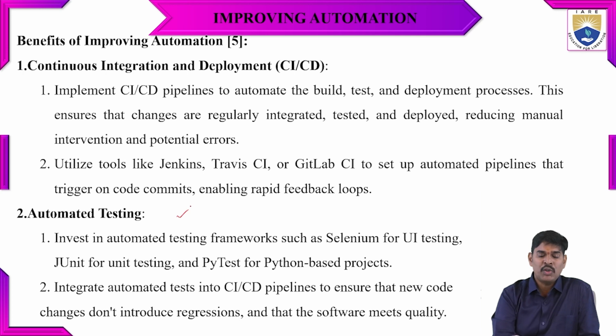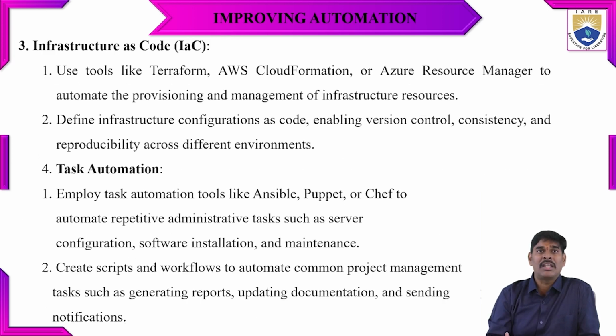And the next one is automated testing. Automated testing mainly uses frameworks like Selenium for UI testing, JUnit for unit testing, or PyTest for Python-based projects. So this will be very helpful for the automated testing frameworks in minimizing the code, and automatically it will be generating different types of test cases and providing the quality of the software. So here they're using different types of regression tests to meet the software quality.